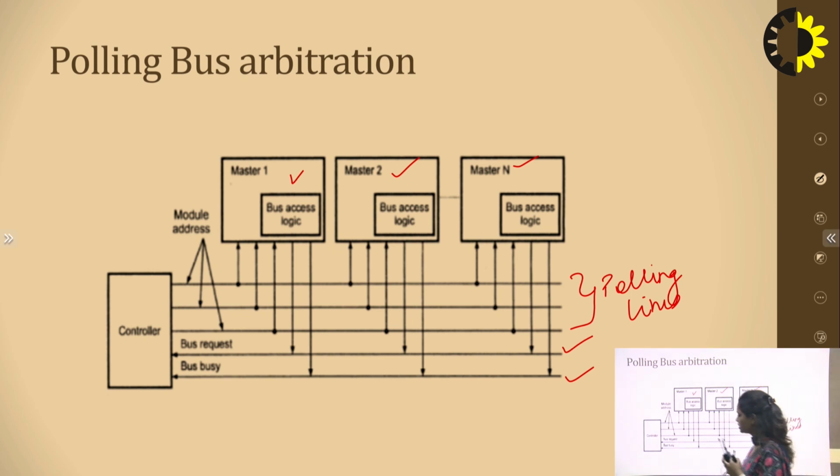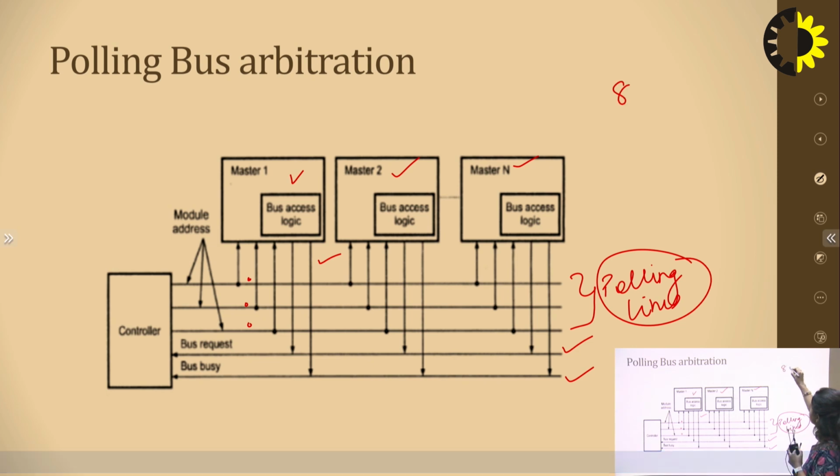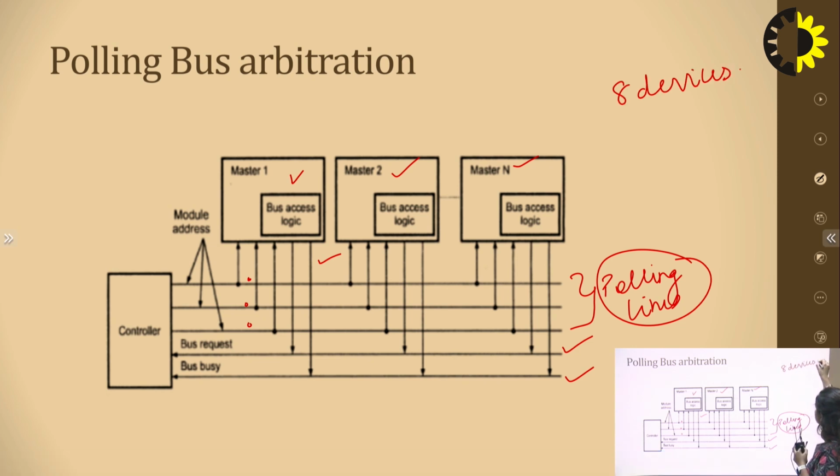Okay, so here we have these polling lines. Now what are these polling lines? These are extra lines connected with each and every device. Whenever a particular device needs a bus, its unique polling address will be shared on these 3 lines. In this architecture, why am I taking it to be 3? Because the polling line size depends upon the power of 2. If I have 8 devices connected in the circuit, then I have 2 raised to power 3, that is 3 polling lines.